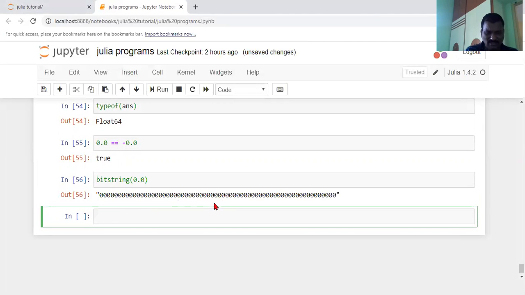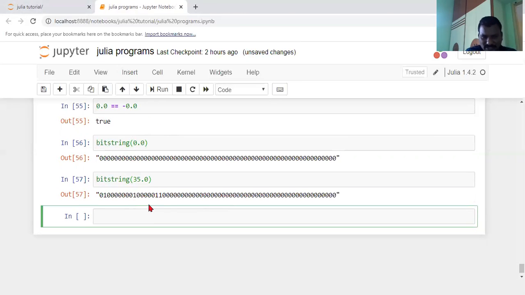For example, the bit string of 35.0: how many bits, and how can you store this value? Then comes the minus 0 case. What is the bit string of minus 0.0? What is the value?